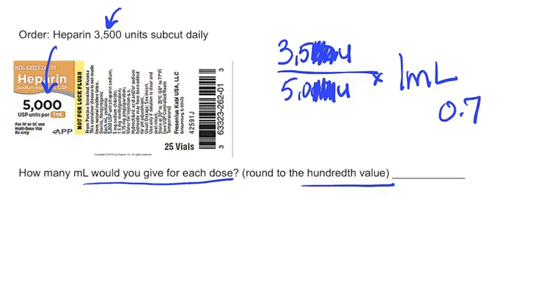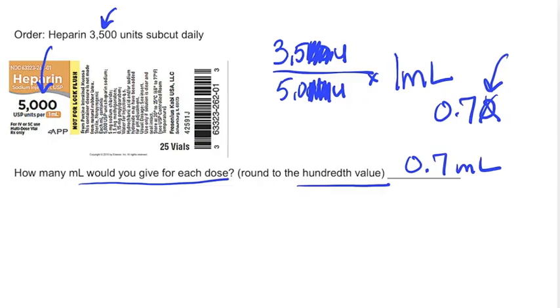Okay, now it says round to the nearest hundredth, and some students get really confused. They want to put a value here and they want to put a 0 in there. Please don't do that. That's called a trailing 0, and that can be misconstrued as something else. So we're not going to put that 0. So my answer here is going to be 0.7 milliliters. So even though it says round to the 100th, it ends at the 10th. So I'm going to keep it right there.